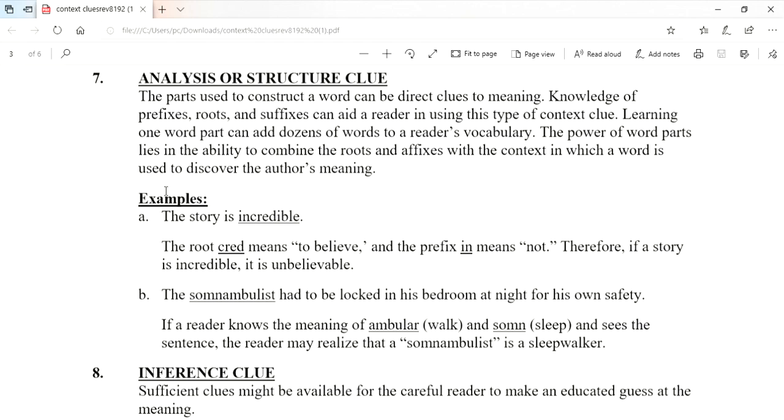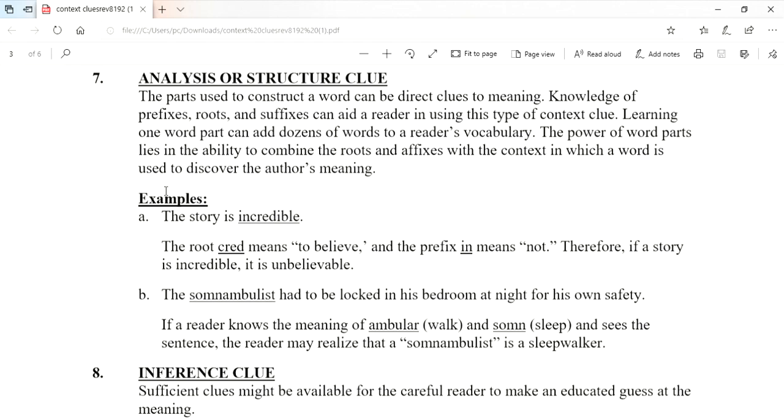And the prefix in means not. You get a point here. So they've broken everything down. Therefore, if a story is incredible, it is unbelievable. Can you see that? So sometimes you need to be working around the words, working around the things to be able to understand what is being said.